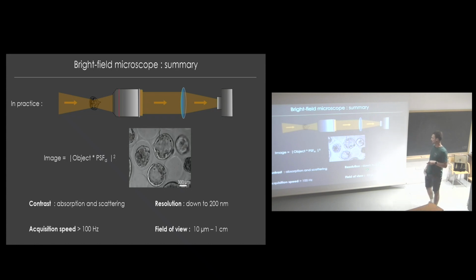The resolution, as I said, can be down to 200 nanometers. And the acquisition speed can vary, so it really depends on your camera, but you can easily go to 100 or 1000 hertz, especially in bright field as you have plenty of light. And the field of view depends on your optics, but it can be a few microns, up to 1 centimeter. So this is basically the regime where we work.